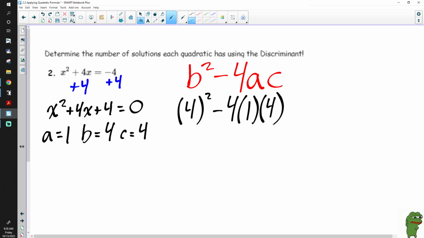Which 4? There's 3 of them. Oh, okay. B was 4. The 4 is part of the formula. 1 was A. And C was also 4. So that's why we have so many 4s happening. Okay, I'm good. Equals 0. Yep.